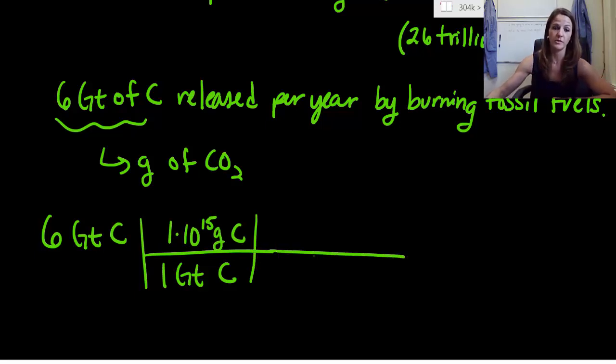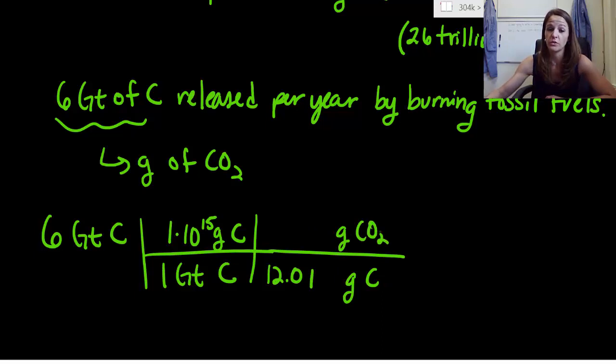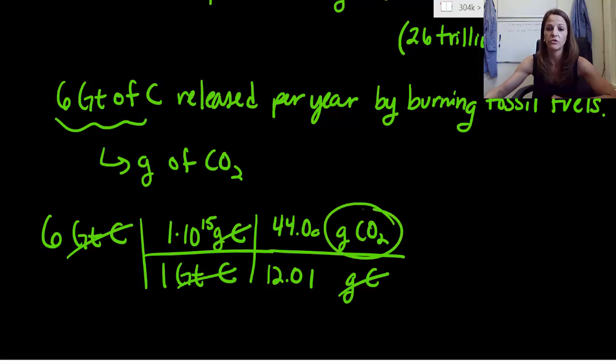Now we're in grams of carbon, so we need to put grams of carbon at the bottom. We use the atomic mass, 12.01 grams of carbon, to now convert to our grams of CO2, so we use our molar mass here, so we have 44.0 grams, and so now our gigatons of carbon cancels out with gigatons of carbon. Grams of carbon cancels out with grams of carbon, and we're left with grams of carbon dioxide. You multiply this all out, divide by 12, and we end up with 2.2 times 10 to the 16th grams of carbon dioxide. So a lot.